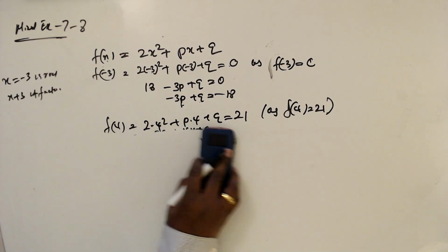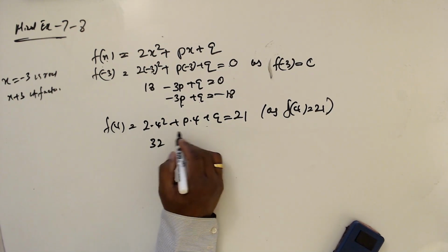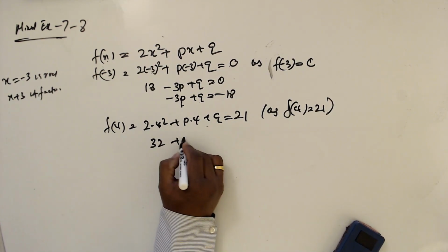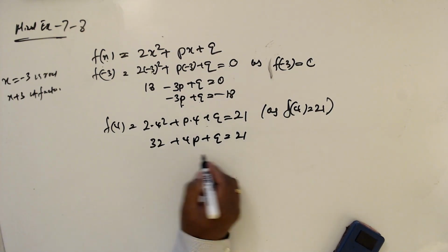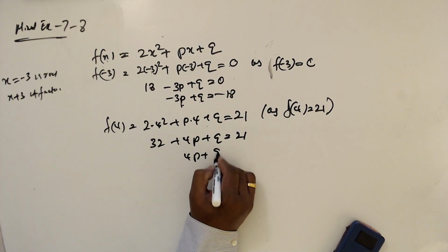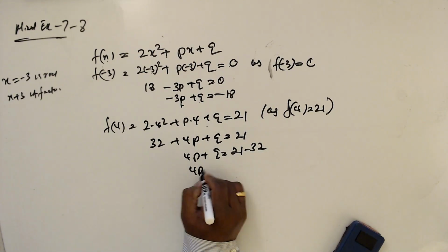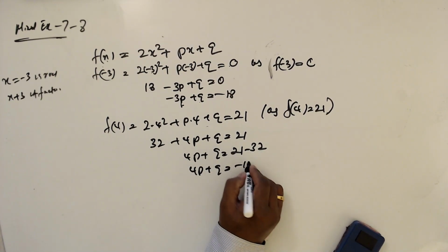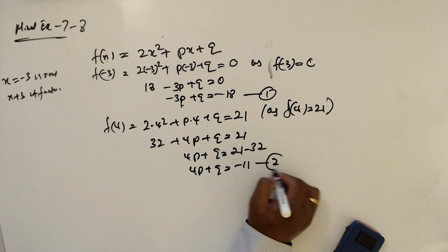We'll work it again. So this is going to be 32 plus 4p plus q equal 21. Then 4p plus q equals 21 minus 32. 4p plus q equals minus 11. Now this is equation 1 and this is equation 2.